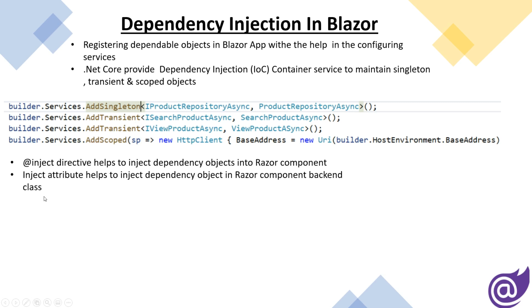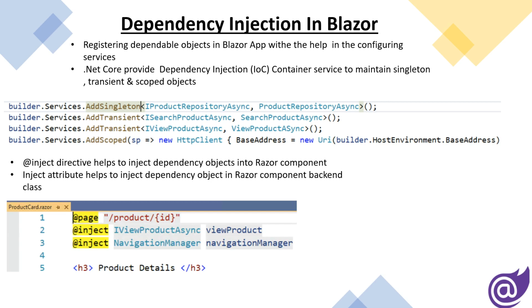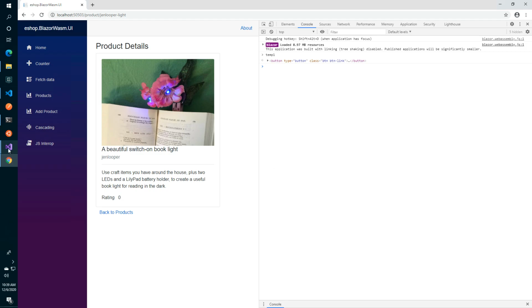This is the feature to inject dependency objects by using the @inject directive in the Razor components. It will help to inject the dependencies in the Razor component and in the backend class. Suppose it's a Razor component, we can use @inject. If it is a Razor component CS class, we can use the Inject attribute in square brackets. This is the syntax. Okay, we will switch to the code.